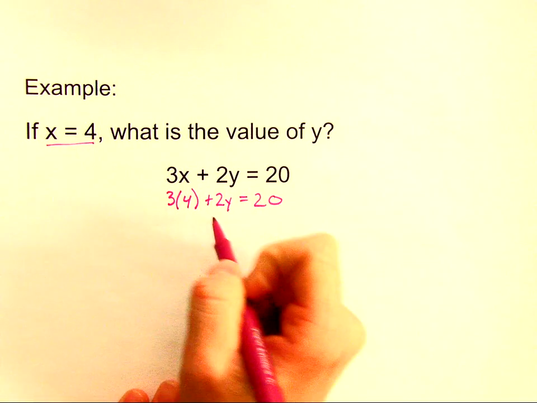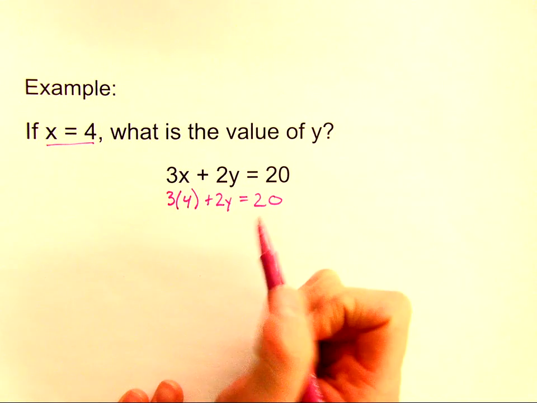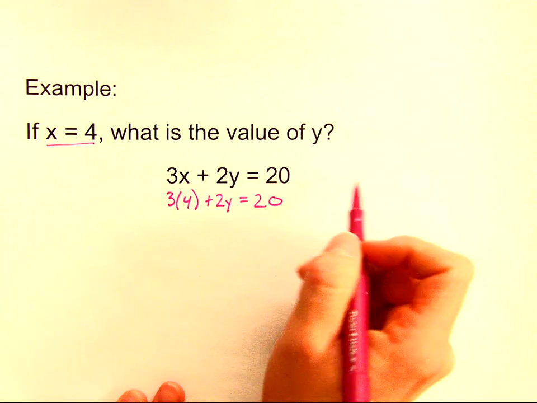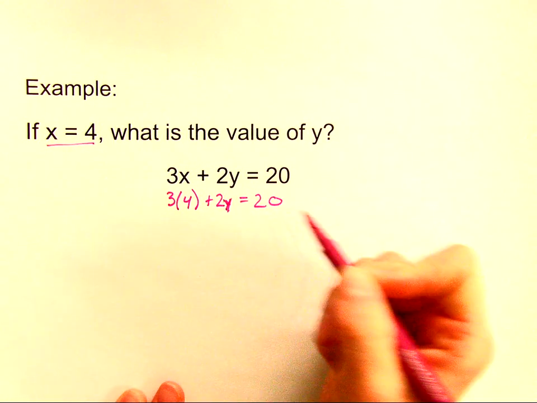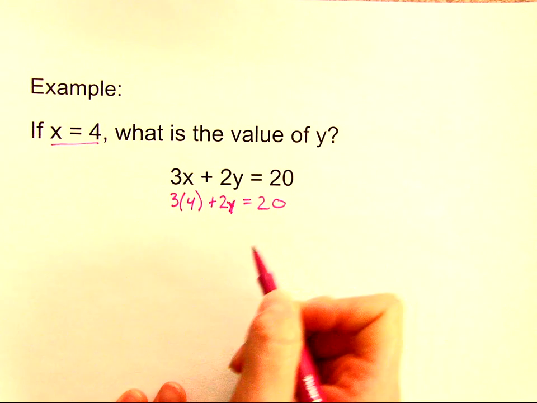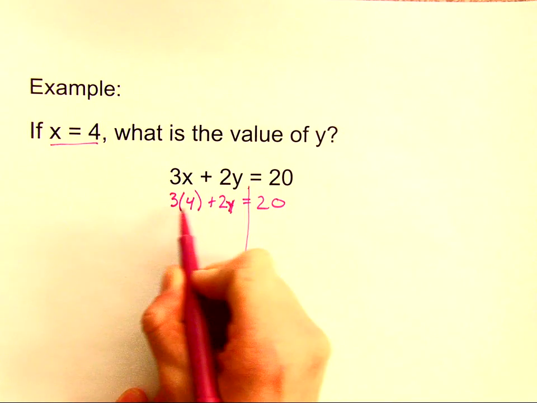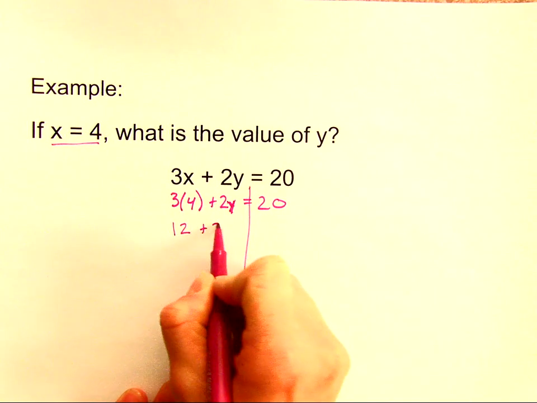X is equal to 4. So because these are equal, I can substitute them for each other. So this leaves me with one variable that I don't know, so then we can solve for it. So 3 times 4 gives me 12.